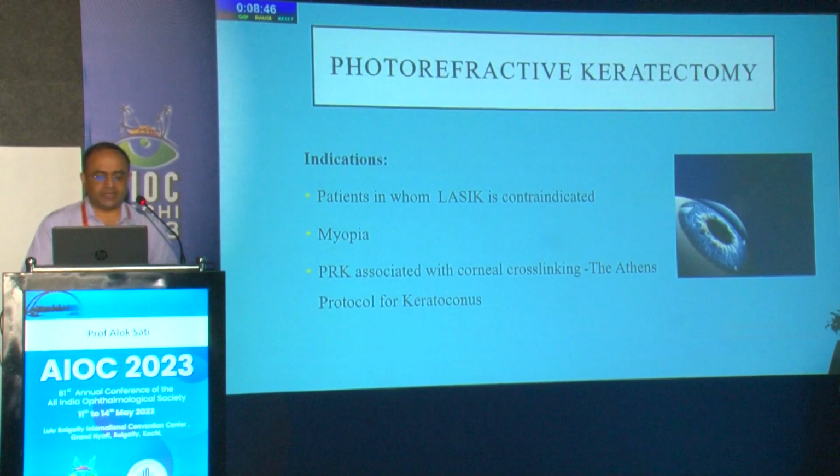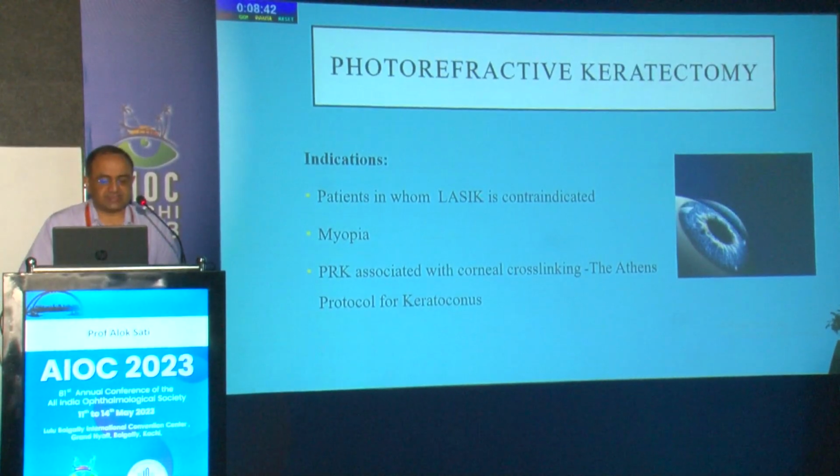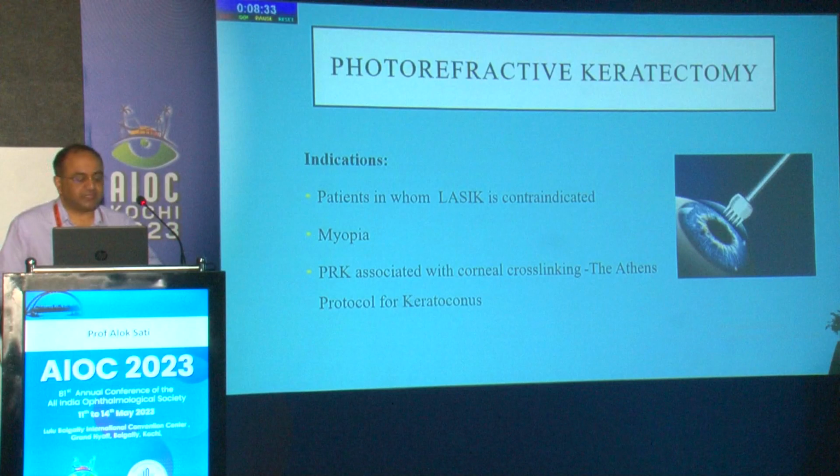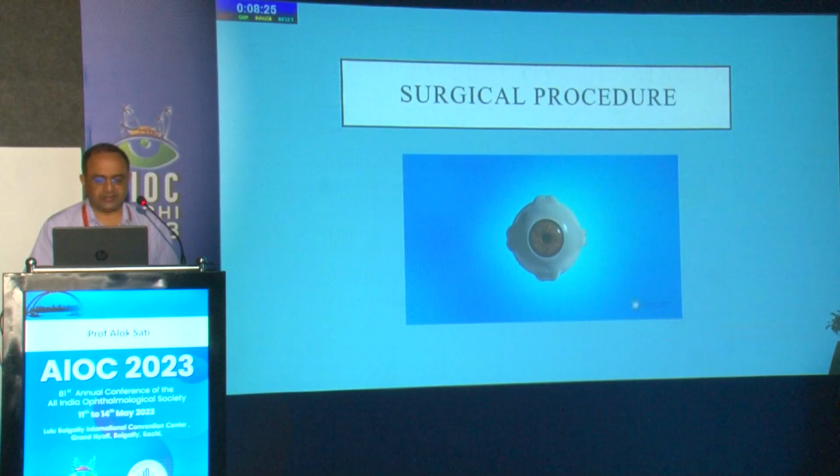PRK is normally done in patients in whom LASIK is contraindicated, not exactly contraindicated but to some extent, and we operate myopia to the extent of 3 to 4 diopters. There is also the Athens protocol for keratoconus, where we also perform PRK. And this is a short surgical video of the PRK.